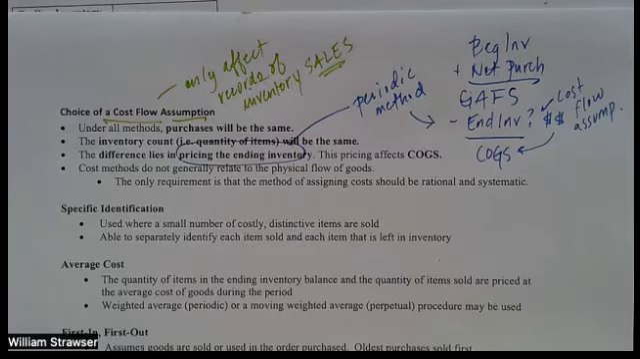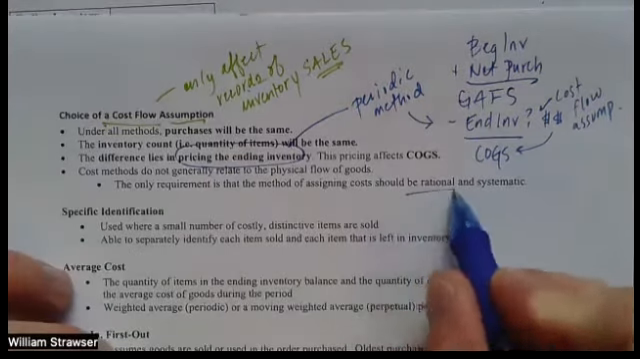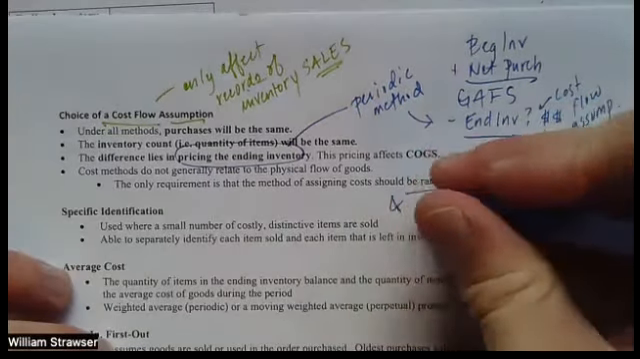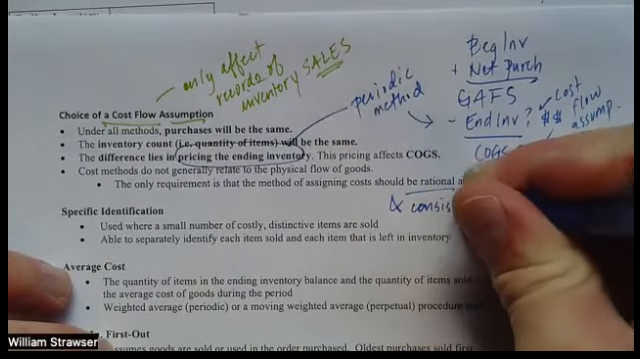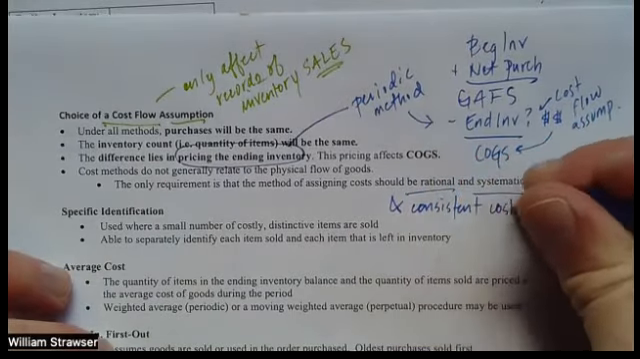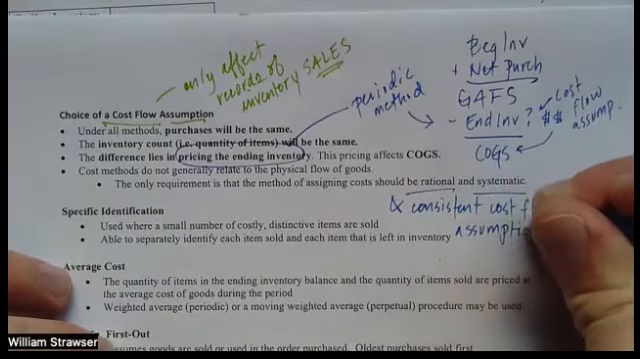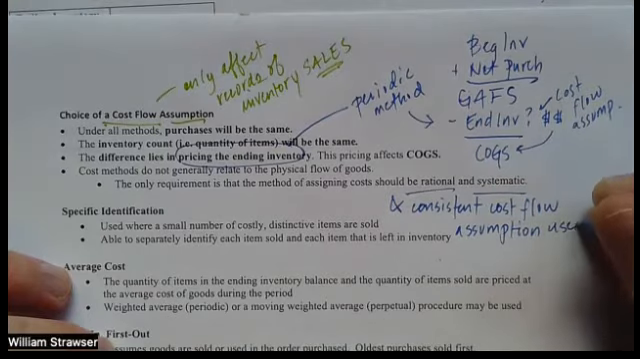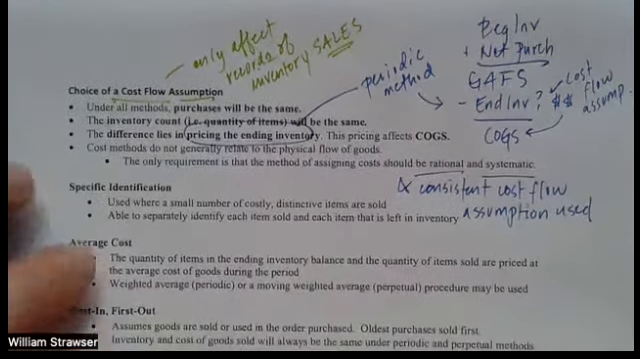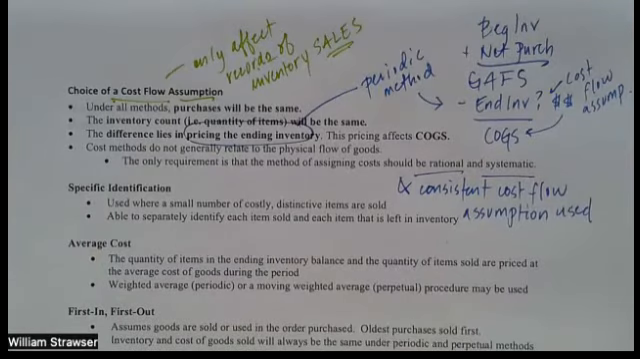Doesn't matter that the oldest stuff is actually being bought first. They can assume whatever they want about their price points as long as there's a rational, systematic, and consistent cost flow assumption used. So for example, a company can't one quarter decide I want to use FIFO, the next quarter decide they want to use LIFO, and then switch back and forth and back and forth.